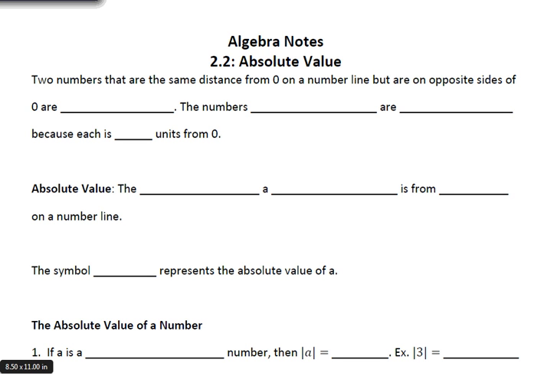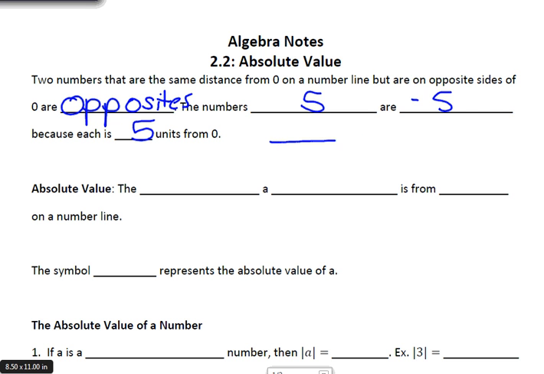2.2, absolute value, part 1. So let's start out with some definitions here. Two numbers that are the same distance from 0 on a number line, but are on opposite sides of 0 are opposites. So, for example, the numbers 5 and -5 are opposites because each is 5 units from 0.